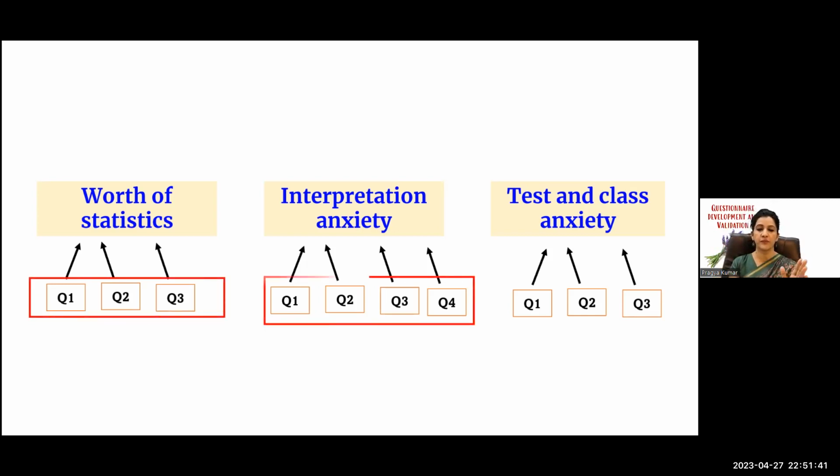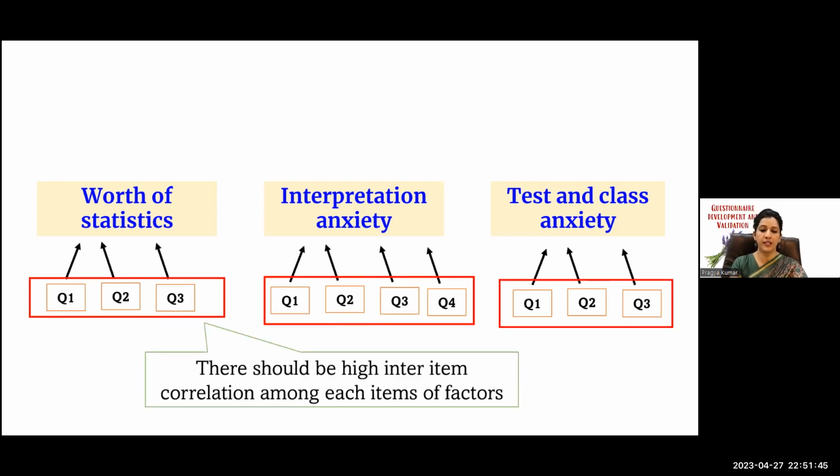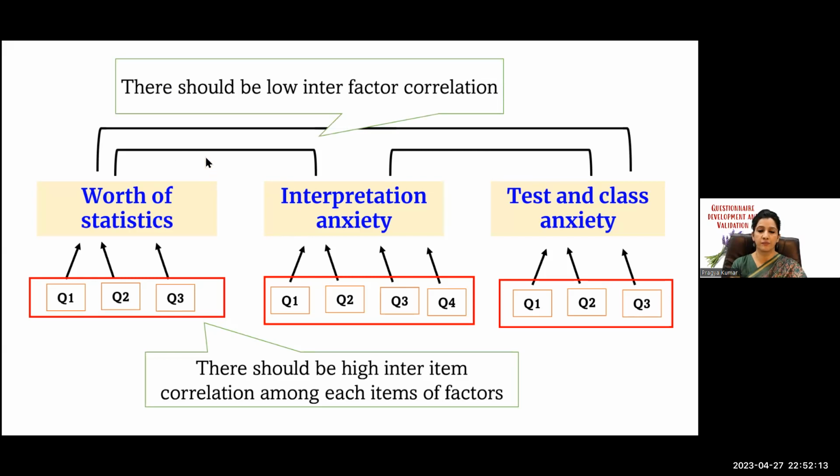These domains were there. The inter-item correlation within these domains should be high. But the correlation between domains, like test and class anxiety, interpretation anxiety, and worth of statistics, should not be very high. Because if it is high, then it should be a single-dimension scale. Since it is not high, that's why they have been kept separate. So the correlation between worth of statistics and interpretation anxiety, and between worth of statistics and test and class anxiety, should be low inter-factor correlation. Then only you can say that these many domains exist. But again, the items in one domain should have high correlation.